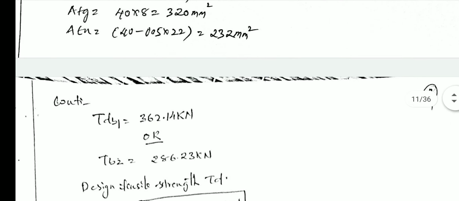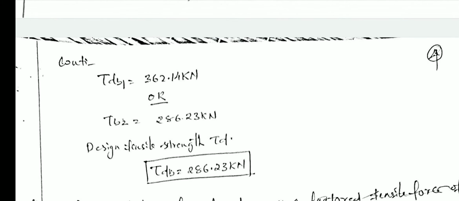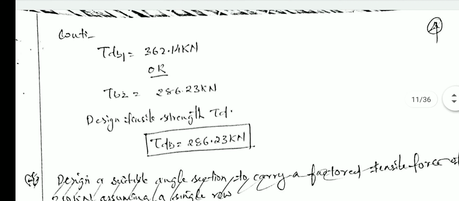After getting all this, you can calculate Tdb1 and Tdb2. All these values you have to compare now. Whichever value is less, that is your design tensile strength of the angle section.